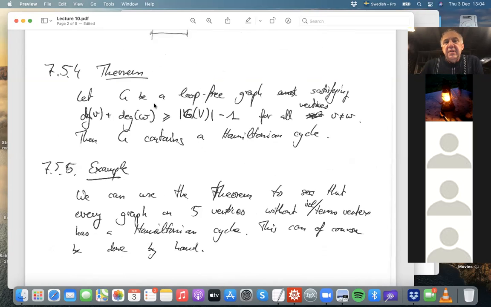Okay, so here is a theorem. If you have a simple graph, simple meaning that it has no loops and no multiple edges, and also it satisfies the property that whatever two vertices you take and you add their degrees, the sum of the degrees should be at least the number of vertices minus one. So the sum of degrees of any two distinct vertices should be at least the number of vertices minus one. Then the claim is that the graph has a Hamiltonian cycle.